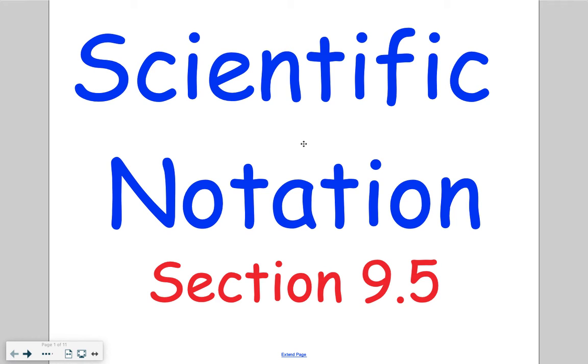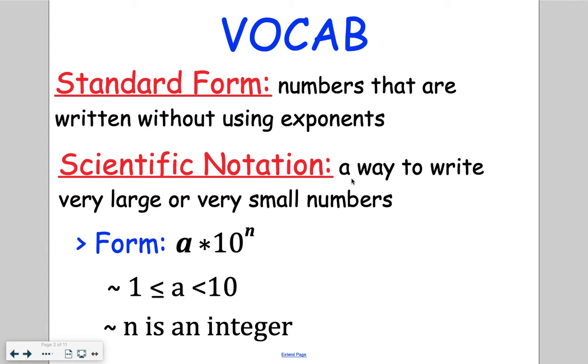Hello class, and welcome to section 9.5, which is about scientific notation. By the end of the lesson, you'll be able to write numbers in standard form and scientific notation, and be able to compare and order numbers in scientific notation. So the first thing, we want to understand the difference between the two formats that we can write numbers in.